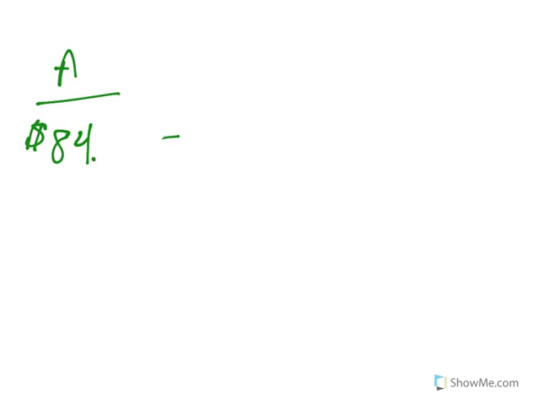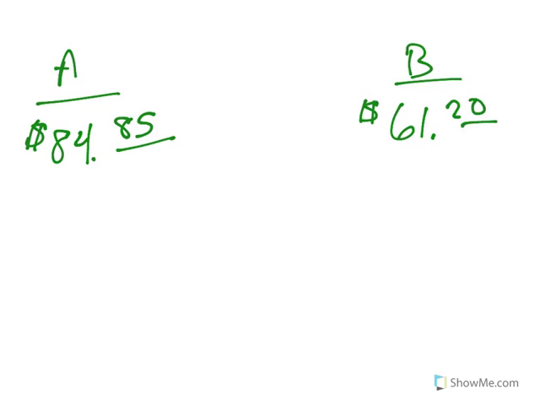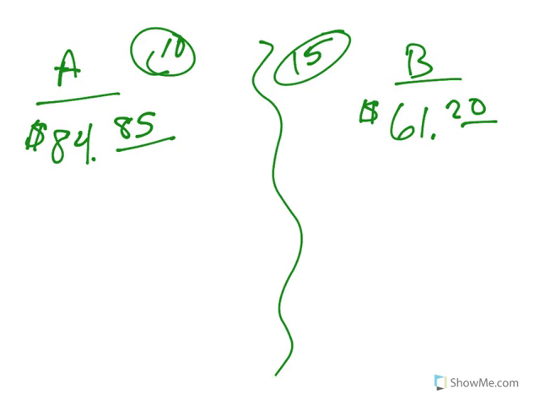So for option A, our monthly payment was $84.85. Oops, that's really sloppy. Let's rewrite that. $84.85. And for option B, our monthly payment is $61.20. Now, this should make sense, that option B has a lower monthly payment because it's 15 years, right? Let's just remember that. This is for 15 years. This is for 10 years. So if you need a lower payment by $23 or so, option B is great. But remember, the second part of this question was, what is the total interest to be paid?